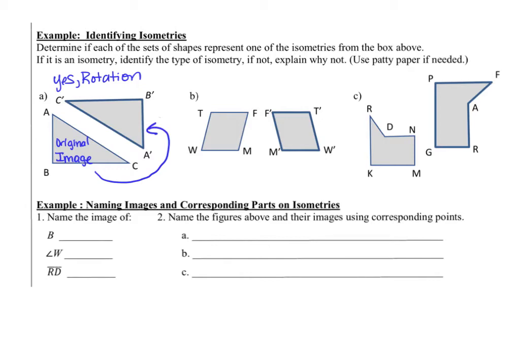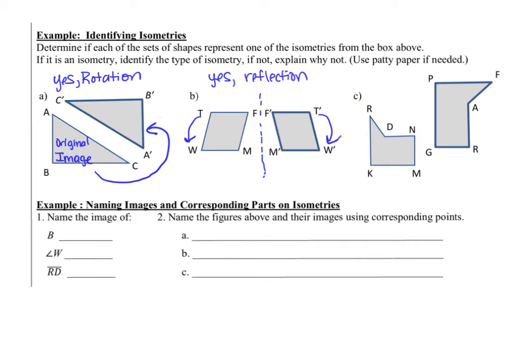So this does represent an isometry. It is a reflection. So remember, a reflection is like a mirror image. And if we look at the order of our vertices, we have T and W. So if T and W were just mirrored over to this side, they match exactly with T prime and W prime. So it's like I can flip this original image over and it would land exactly on the new image.